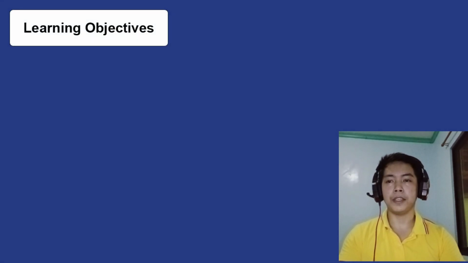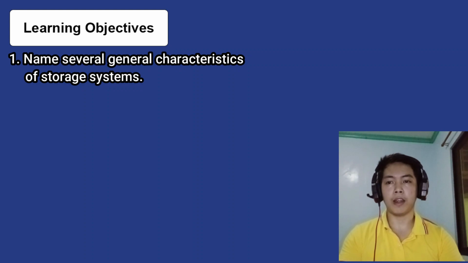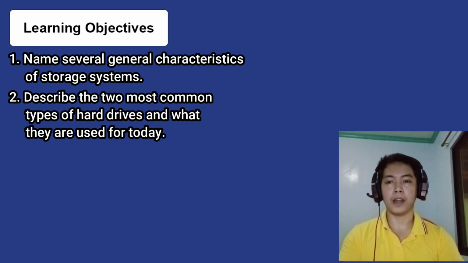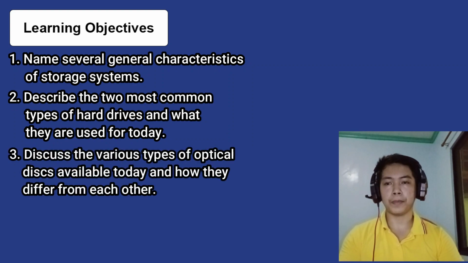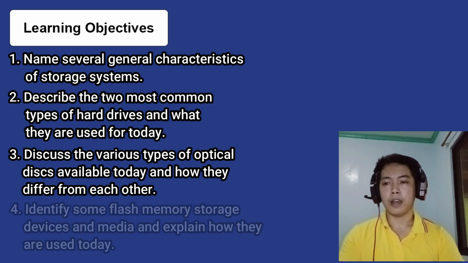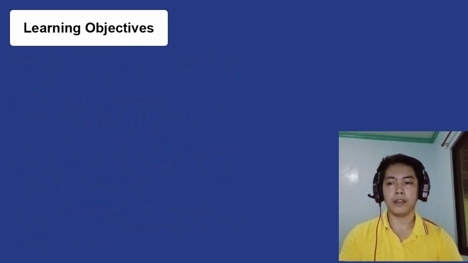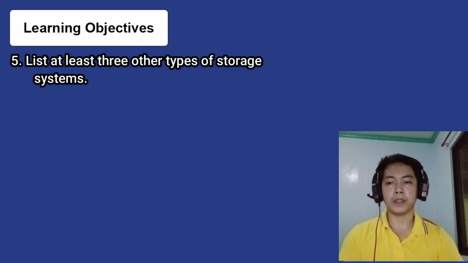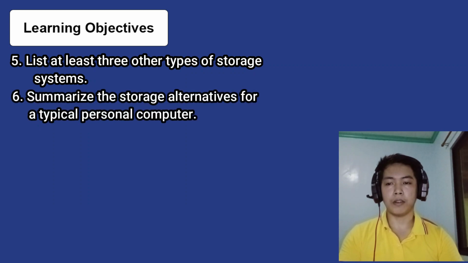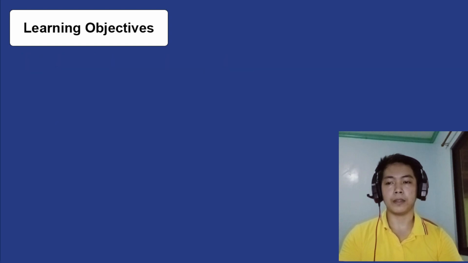Our learning objectives here are to name the several general characteristics of storage systems, describe the two most common types of hard drives and what they are used for today, discuss the various types of optical disks available today and how they differ from each other. Identify some flash memory storage devices and media and explain how they are used today. List at least three other types of storage systems. Summarize the storage alternatives for a typical personal computer.